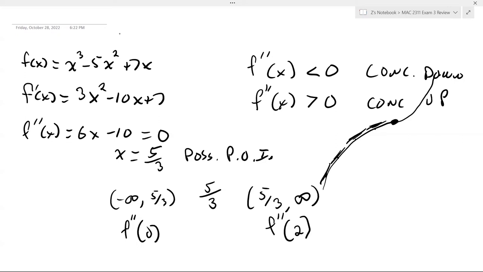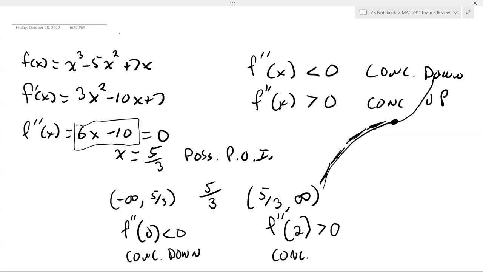So keep in mind, here is our second derivative. Plugging 0 in, I have -10, so it's less than 0. And plugging in a 2, 2 times 6 is 12, minus 10, that's positive, greater than 0. And so I can conclude that in this interval, the second derivative being negative means that this is concave down. And because the second derivative in this interval is greater than 0, we can say that in this interval the function is concave up. And I've answered that question.